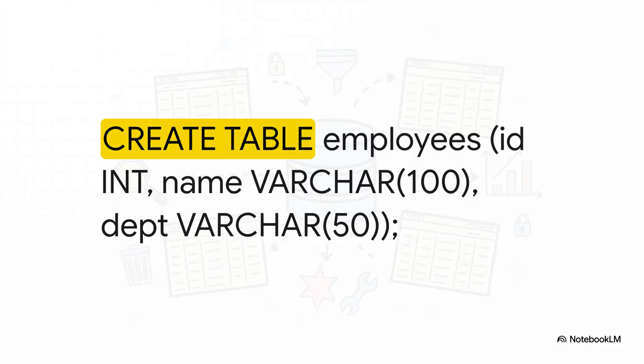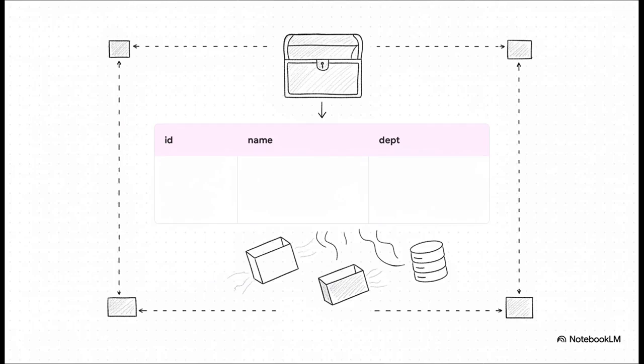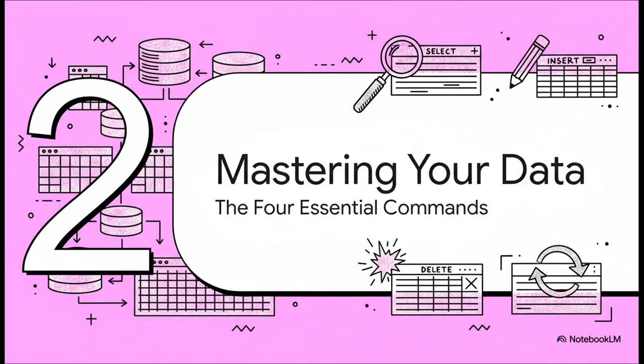Let's just take a quick look at the command. It's actually pretty straightforward. We're telling the database to create a table, and we're going to call it employees. Then we just define the columns we want, a number for the ID, a space for the name, and another one for the department. And that's it. Our foundation is laid. And there you have it. Our command has created the structure. It's an empty table, perfectly organized with our column headers, and it's just sitting there waiting for us to add some data.